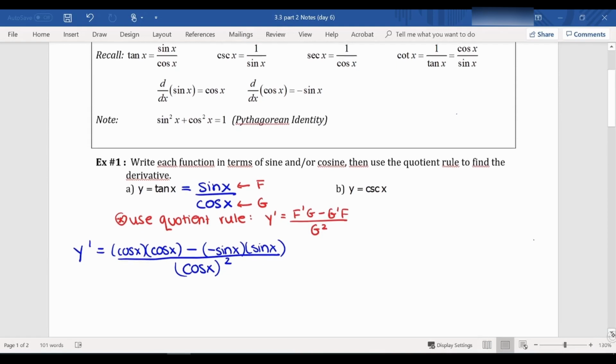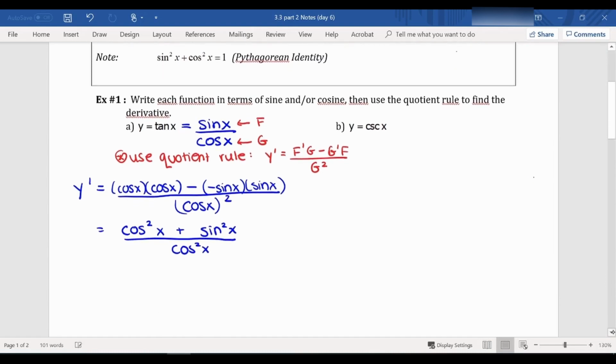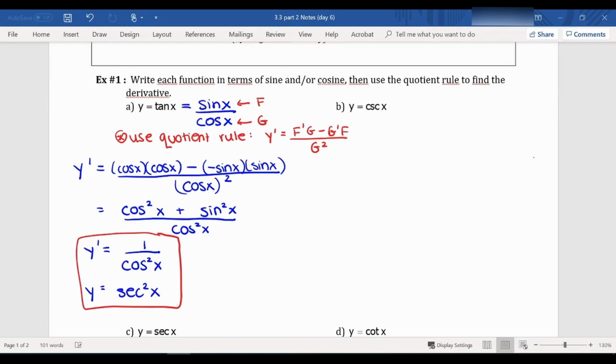And now we're going to just fix this up a little bit. I can rewrite this as cosine squared x plus sine squared x all over cosine squared x. Our Pythagorean identity tells us that cosine squared plus sine squared is 1. So this gives us 1 over cosine squared x. We can leave it here and write it as this, or we can write it as secant squared x. Usually the textbook will write it as secant squared, just as a heads up.